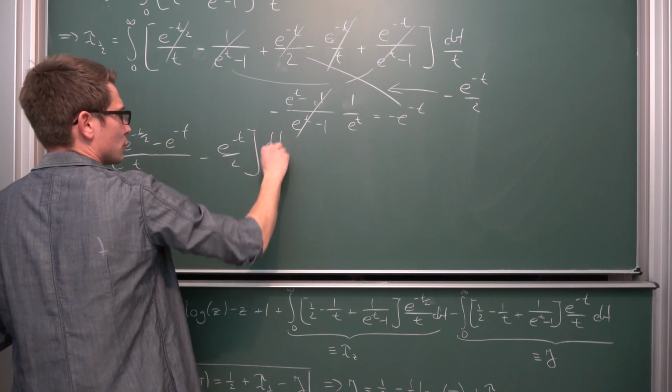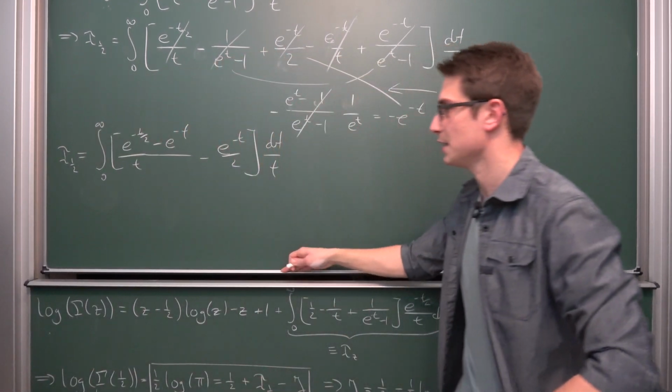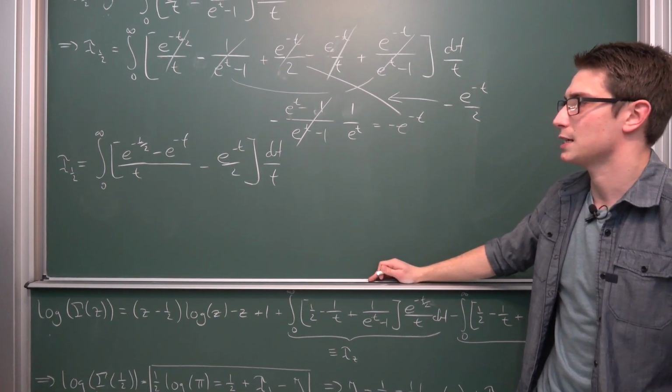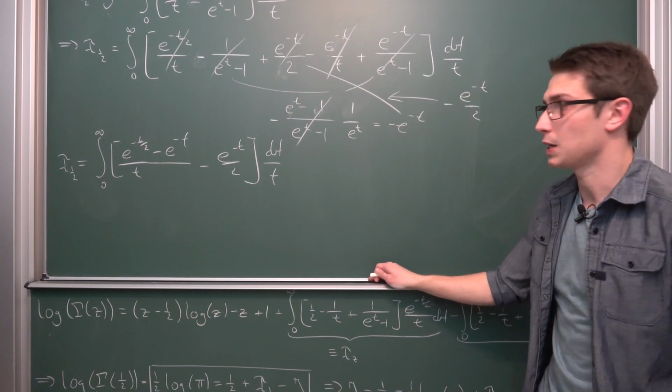And all of this integrated with respect to t, and then we still have a factor of 1 over t. This is what I1/2 is at this very moment. But now here comes the hardest part, to integrate this thing.